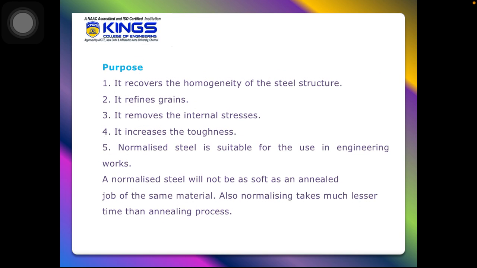Purpose: it recovers the homogeneity of the steel structure, refines grains, removes the internal stresses, and increases the toughness. Normalized steel is suitable for use in engineering works. A normalized steel will not be as soft as an annealed job of the same material. Also, normalizing takes much less time than the annealing process.